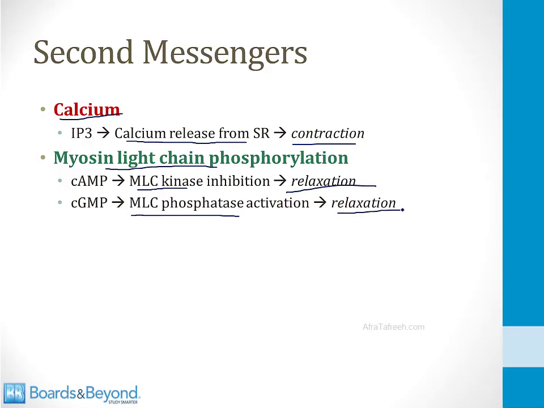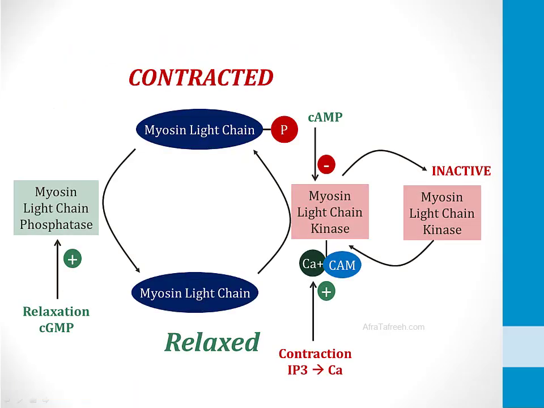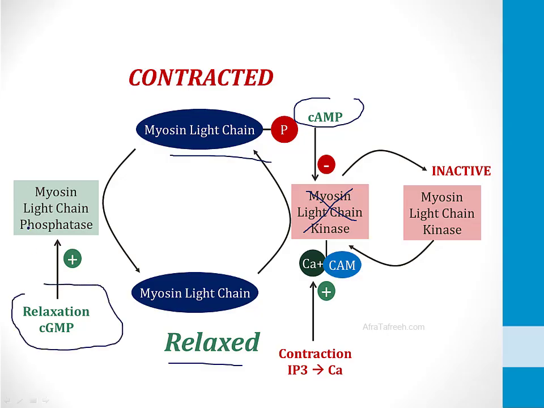But the big picture point here is that all these second messengers and all these systems work through the same two controllers of smooth muscle tone. That's calcium and the degree of phosphorylation of myosin light chain. If we go back to our picture, I've now added in these second messengers. So cyclic AMP inhibits myosin light chain kinase. That leads to less phosphorylation of myosin light chain and therefore relaxation. Cyclic GMP activates myosin light chain phosphatase, but that has the same effect. It leads to less phosphorylation of myosin light chain and therefore relaxation.